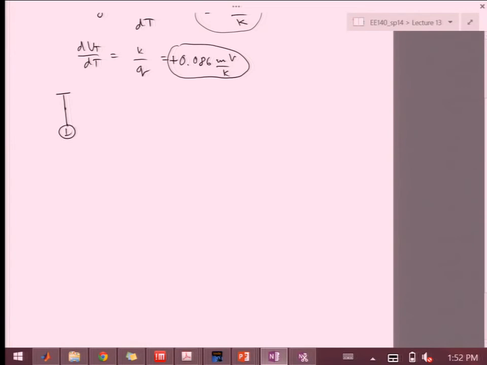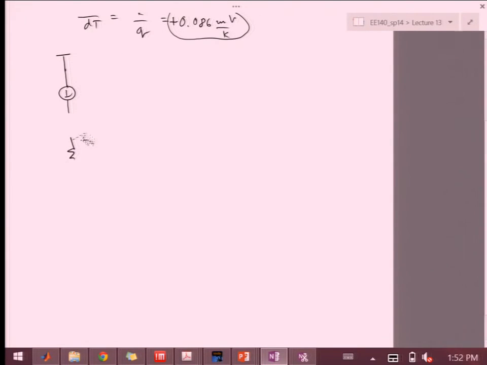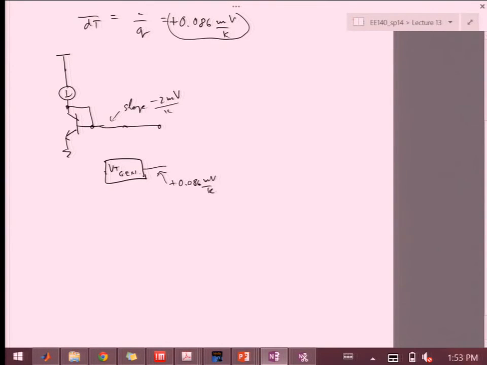So you can have a current source here in N-well, or here I'll just show you the real. I'll pretend I have an NMOS. Okay, so this is my VBE, and the slope here was minus 2 millivolts per Kelvin. And I'll take that, and then I'll have here something that I'll conceptually call VT generator, and this will give me here plus 0.086 millivolts per Kelvin.